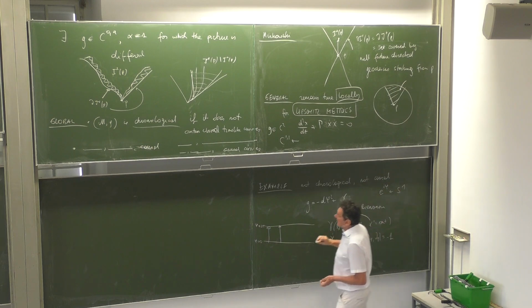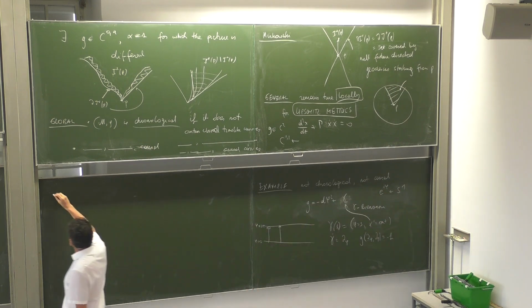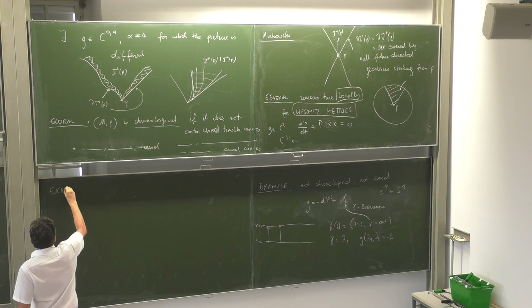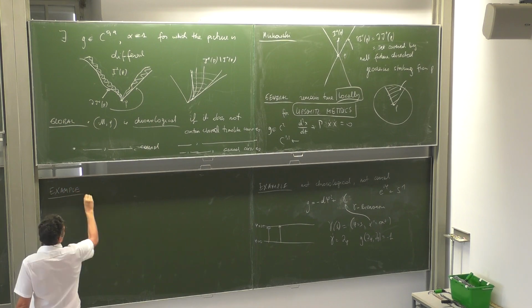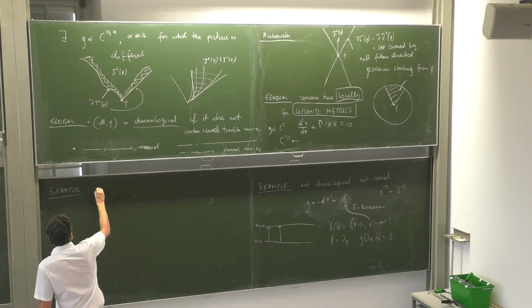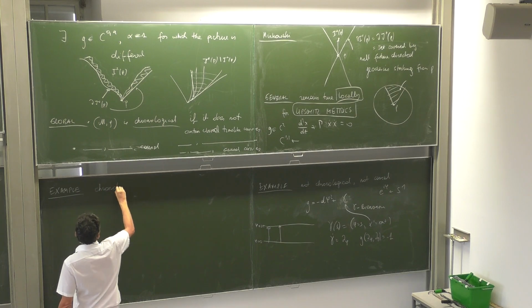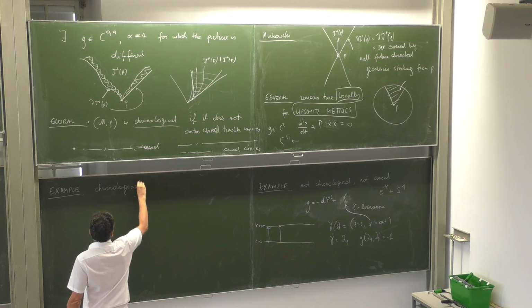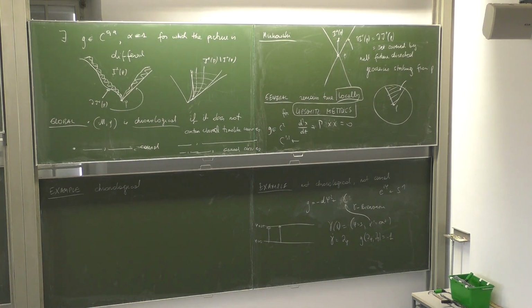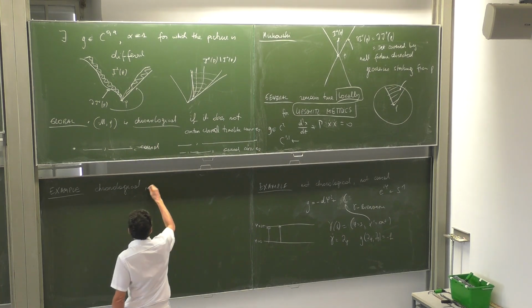What is a little more interesting to prove is to take an example which is chronological but not causal. And that's a nice example to think about. It introduces important notions, so let me go through it in detail. Chronological but not causal.